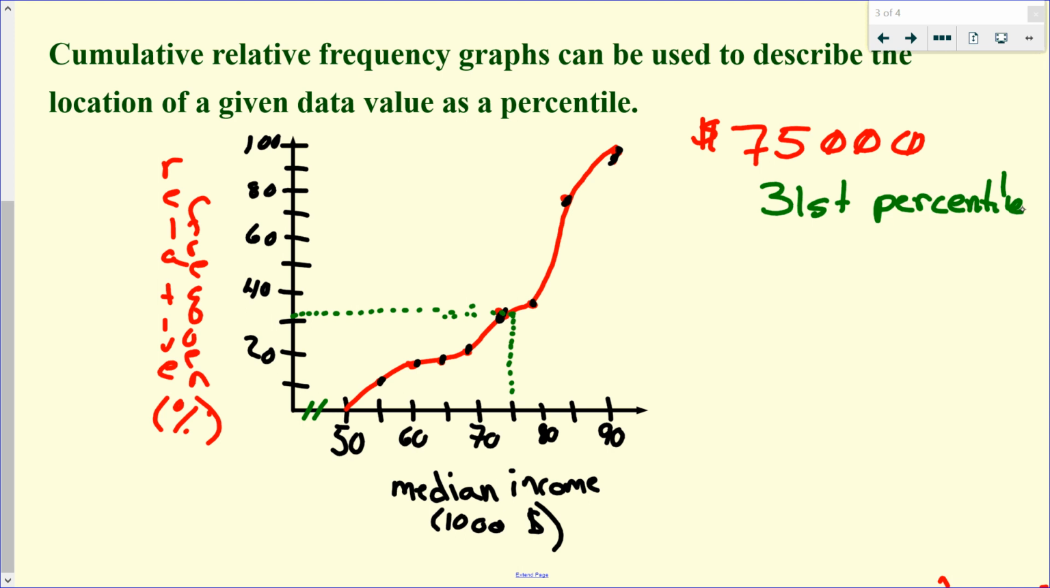By the same token, we can use it to go the other way. Perhaps we want to know what is the median income at the 60th percentile? What is the median income at the 60th percentile?